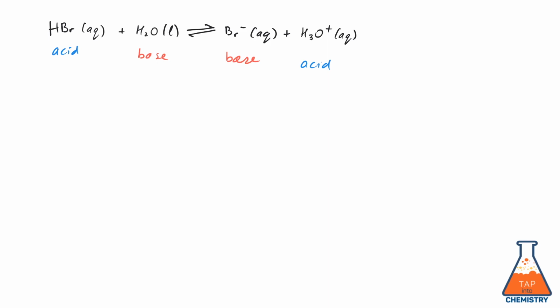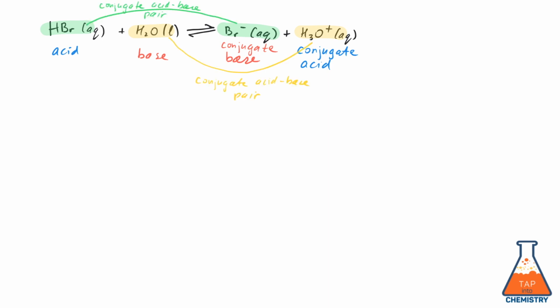We call these products conjugate acids and conjugate bases. If we compare the formulas for water and hydronium, they only differ by 1 proton. And if we look at hydrobromic acid and bromide, we see that they also only differ by 1 proton. We call these pairs conjugate acid-base pairs, because within each pair, one species would act as an acid and one would act as a base.